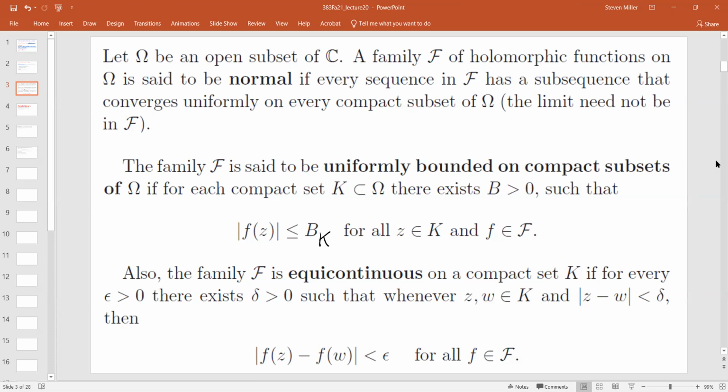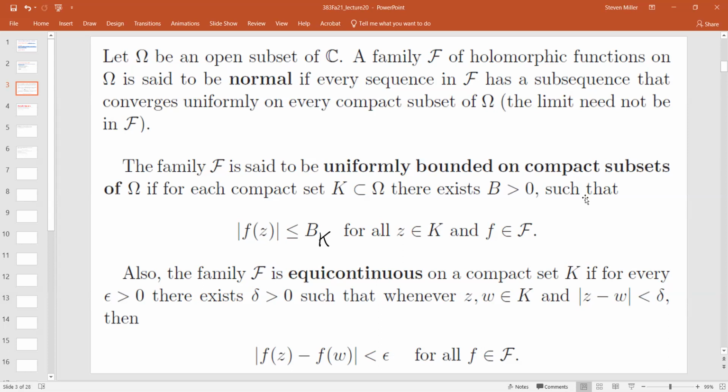And the last: a family is equicontinuous on a compact set K if for every epsilon there is a delta such that whenever z and w are in K, if z and w are close, then the functions are close. And I can do this uniformly. My delta is not going to depend on my points. If I have more than one compact set under consideration, then of course delta could depend on that compact set. But I'm talking right now about equicontinuous on a compact set. So I fixed the compact set K. If you want, you can write delta depending on K, but there's just one K here.